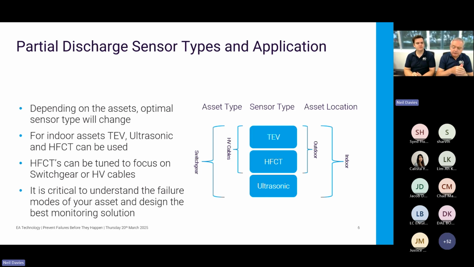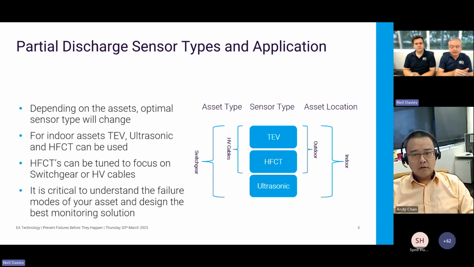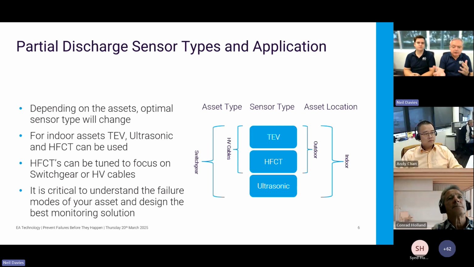So we have the transient earth voltage sensor, the high frequency current CT, and ultrasonic sensors. Now, how and where you deploy them just depends on the asset type and the asset location. If you're looking at outdoor assets, then we wouldn't put ultrasonic, obviously, because the range is limited, and also rain on these types of assets generates huge amounts of ultrasonic, as does wind. Any rain or any turbulence generates lots of ultrasonic activity.